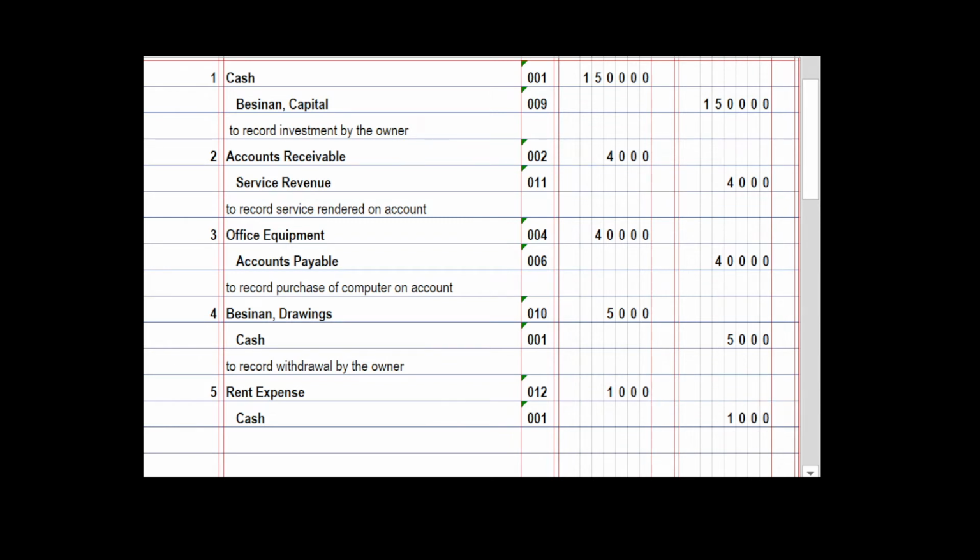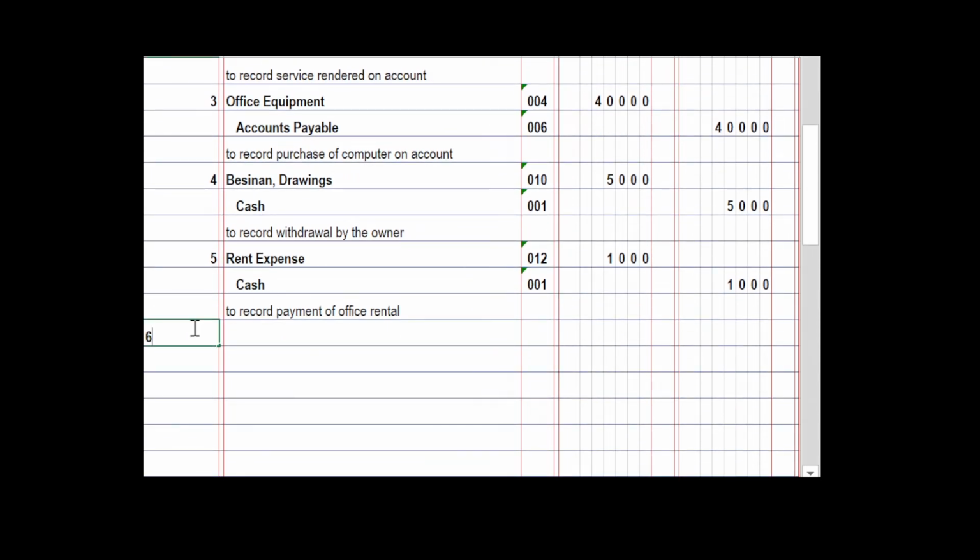So, to record natin, to record payment of office rental. So, pwede na yan.